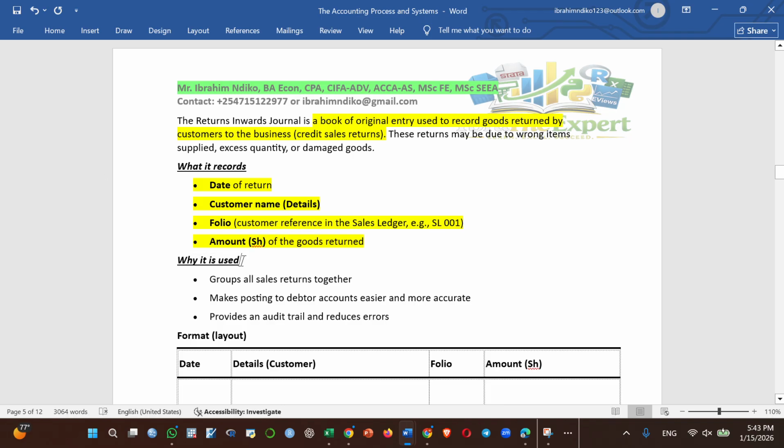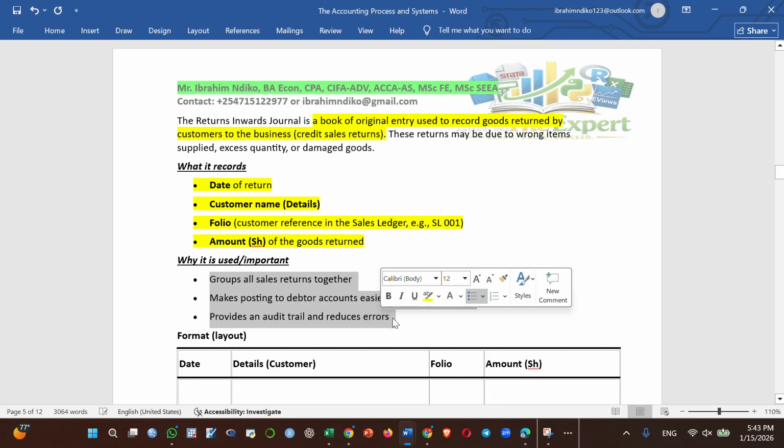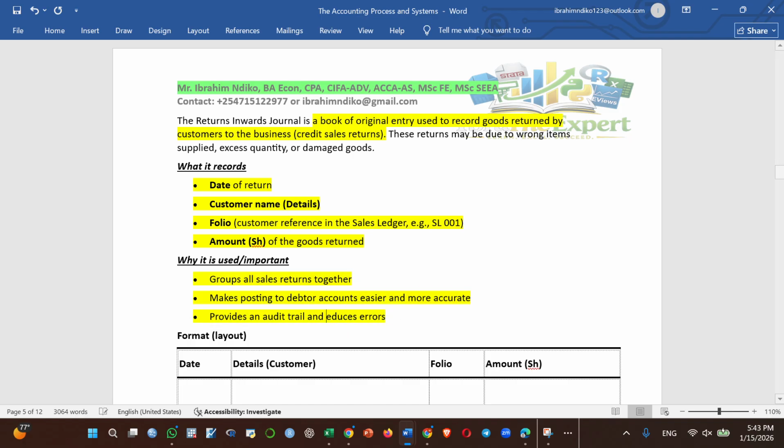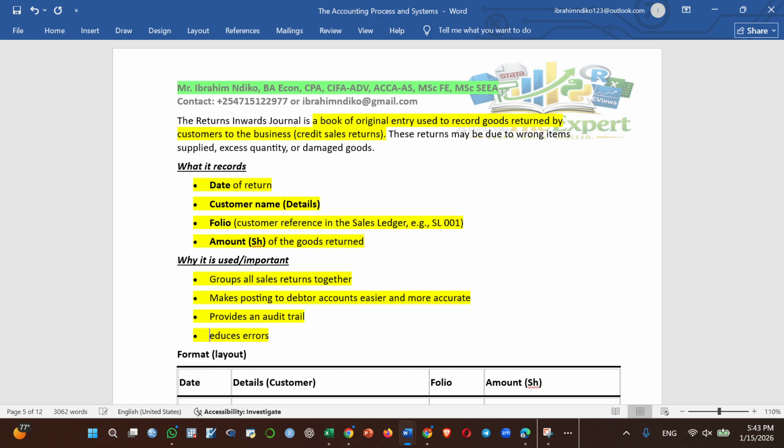So you can say the importance. Now, important number one, it assists to group all the sales returned together. And then it makes posting to debtors account easier and more accurate. And then it assists in audit trail, and also it reduces error. Those things that we have been talking about.